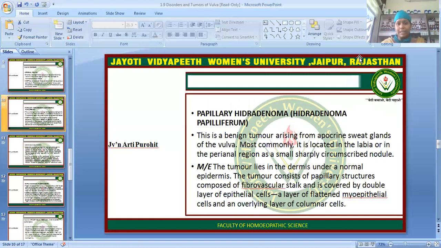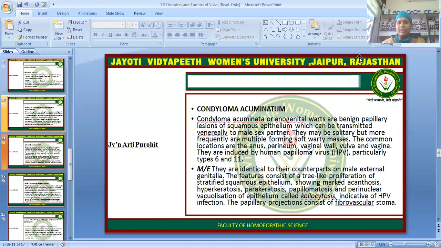The microscopic examination shows the tumor lies in the dermis under a normal epidermis. The tumor consists of papillary structures composed of fibrovascular stalk and is covered by a double layer of epithelial cells, a layer of flattened myoepithelial cells, and an overlying layer of columnar cells. Now, condyloma acuminatum is also another condition. This is an anogenital wart.